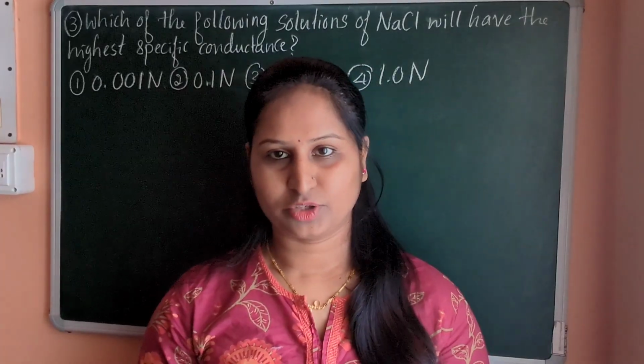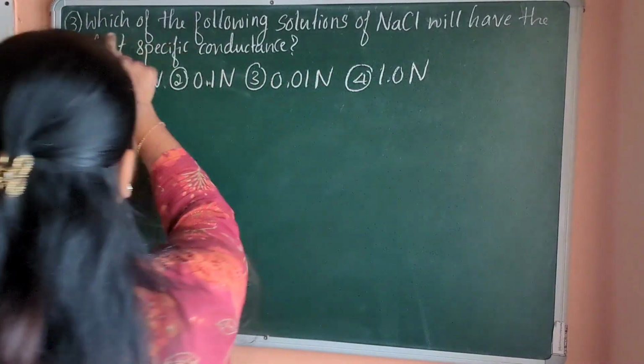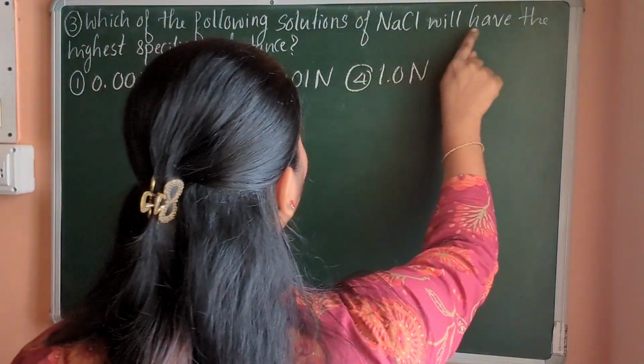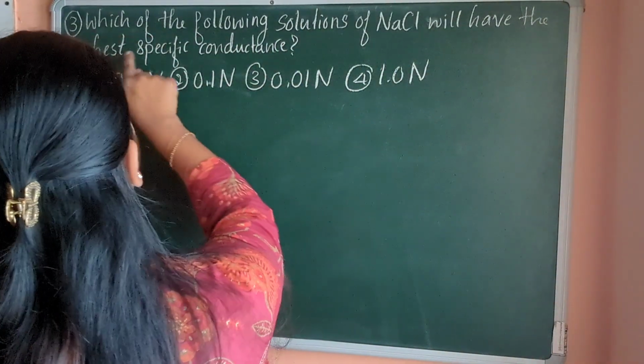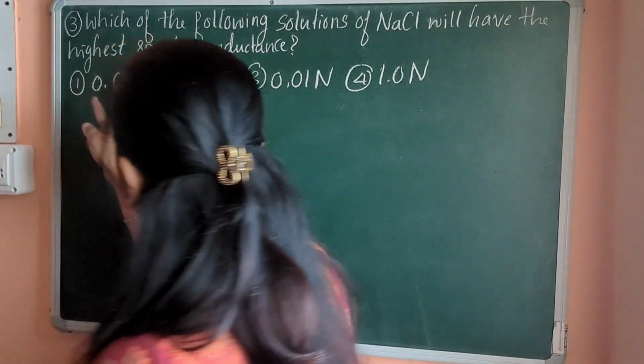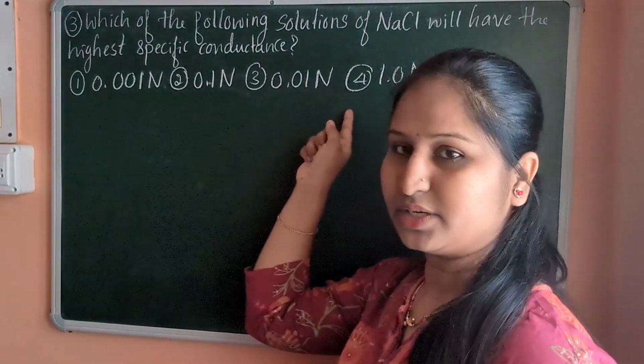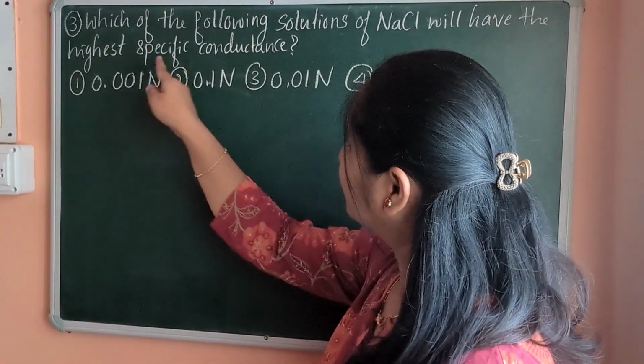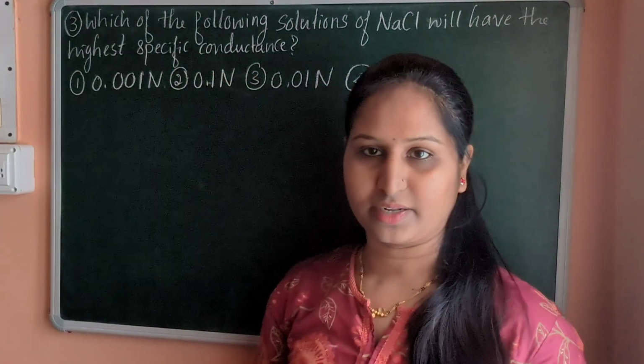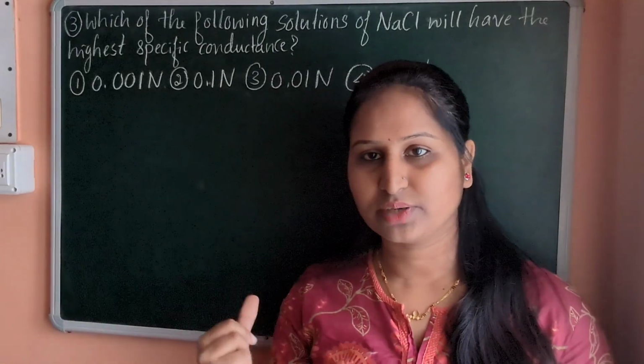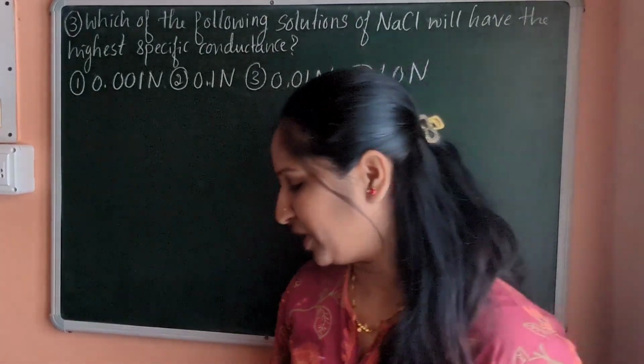Let me read the third question now. Which of the following solutions of NaCl will have the highest specific conductance? So they have given the concentration of solutions here, normality, and they are asking for the highest specific conductance. So I can solve this question by two methods or two ways. Let me take that one.